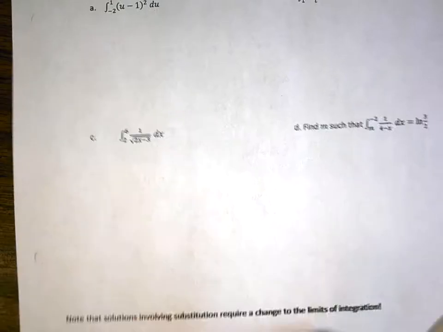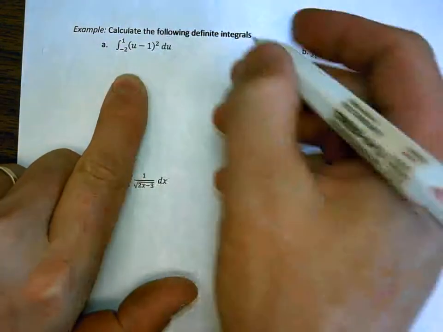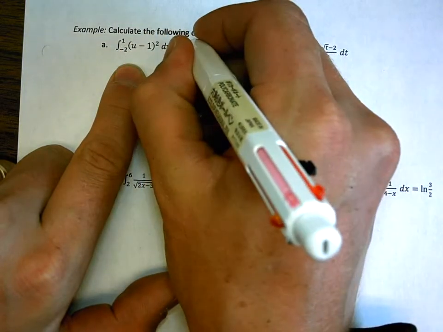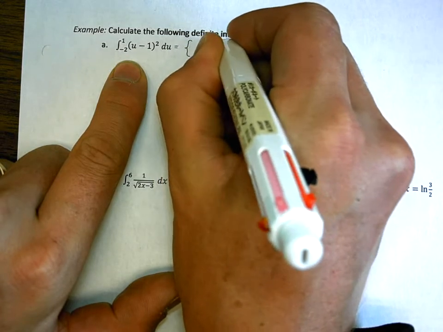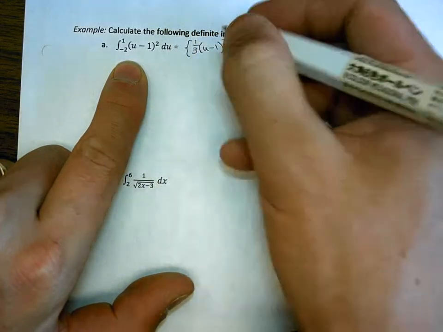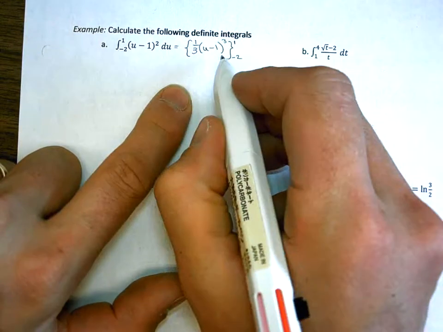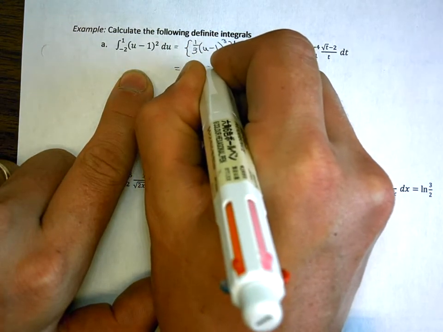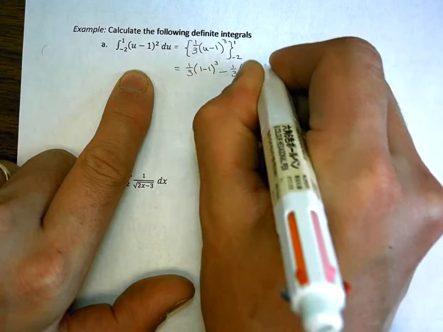Let's turn the page and start finding some definite integrals. So this first one, and sorry it's a little tight on space here, so try to fit it all in. Okay, I need to find the integral of this. Well, the antiderivative is u minus 1 to the power of 3 with the third in front. And then I have my bounds. Okay, the curly bracket tells me to sub them in, so here we go. I end up with a third, 1 minus 1 to the power of 3, minus a third, negative 2 minus 1 to the power of 3.